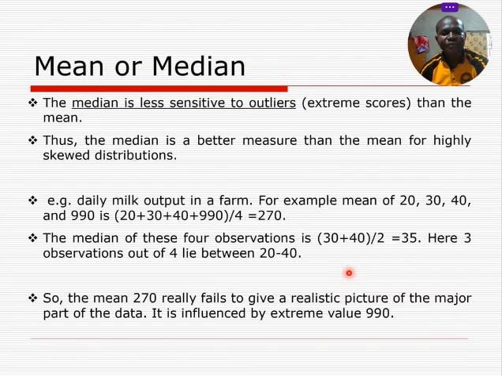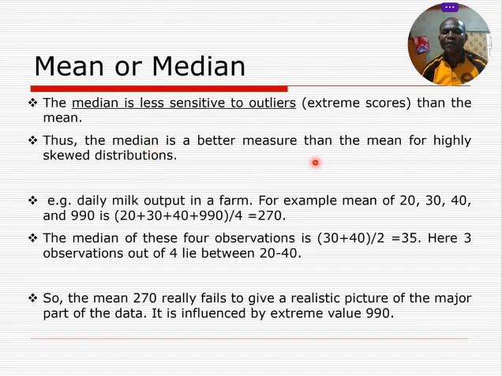Again, we say the median is less sensitive to outliers. When you have outliers in a data set, what's an outlier? An outlier is an extreme value. Maybe the average age of a class is supposed to be 25 years old, but here we have a 65-year-old man enlisted into that class. That man, with his age, is an outlier in that particular class. The median is less sensitive to outliers, but the mean is very, very sensitive to an outlier.